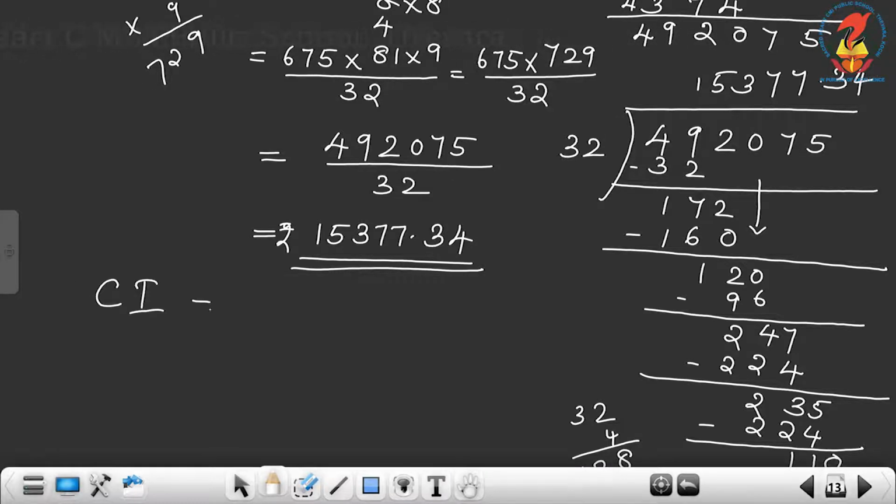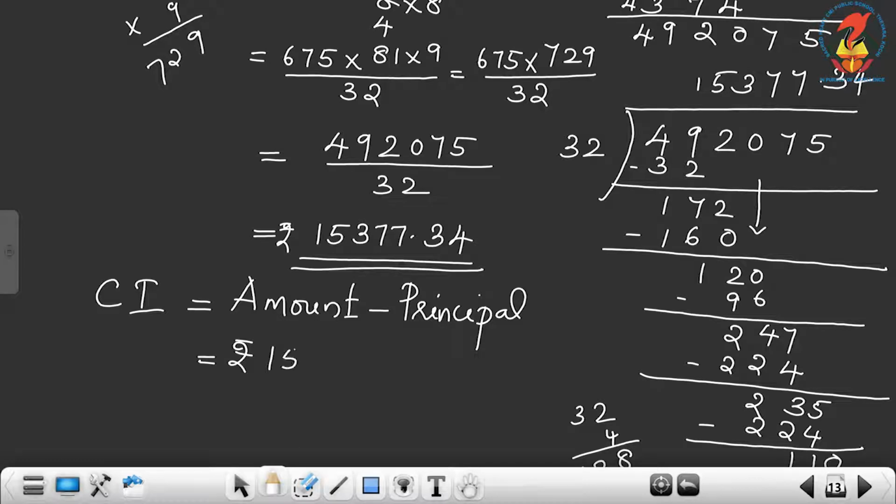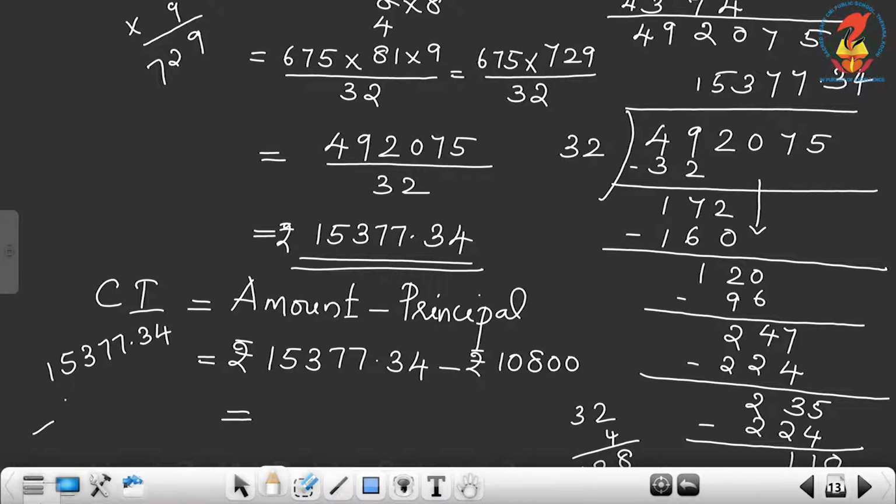So the compound interest CI equal to amount minus principal. So the amount minus principal, which is equal to, the amount is rupees 15,377.34 minus, the principal is rupees 10,800. So which is equal to 15,377.34 minus 10,800.